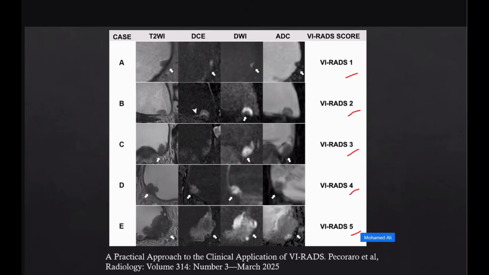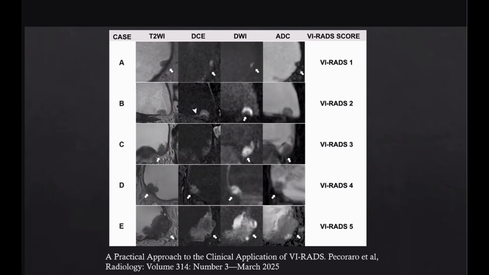Simply, score 1, this mass, we have a clear dark signal line of the muscular layer, very clear, not disrupted. Also, we have in VI-RADS 2 a very clear muscular layer. But what is the difference between those scores?